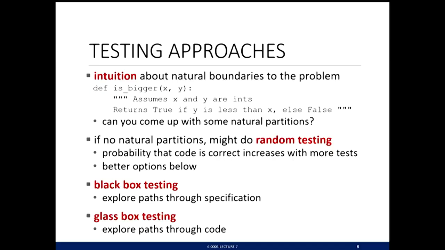In black box testing, you're assuming you have the specifications to a function. So that's the docstring. All you're looking at is the docstring and coming up with some test cases based on that. In glass box testing, you have the code itself, and you're trying to come up with some test cases that hit upon all of the possible paths through the code.